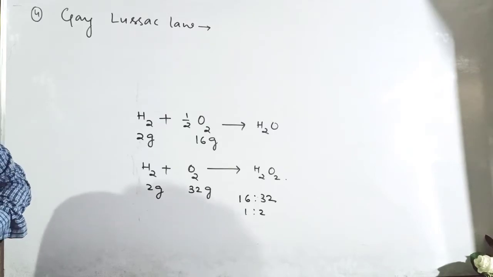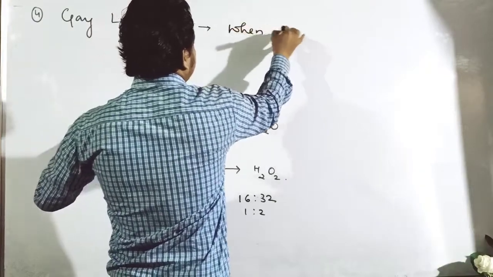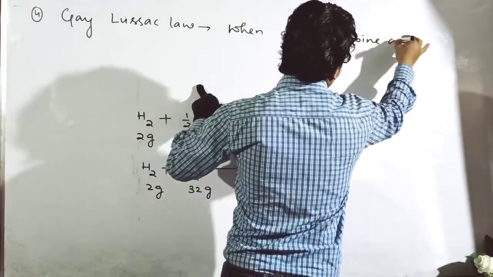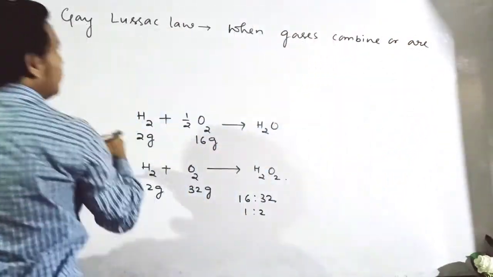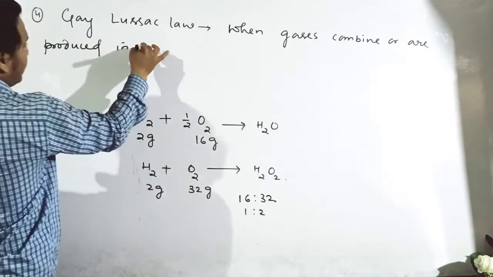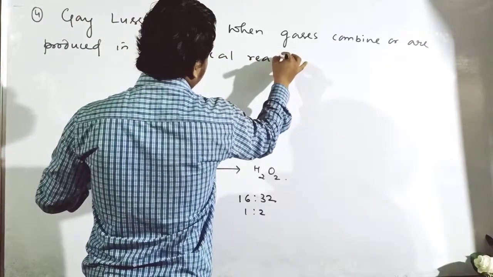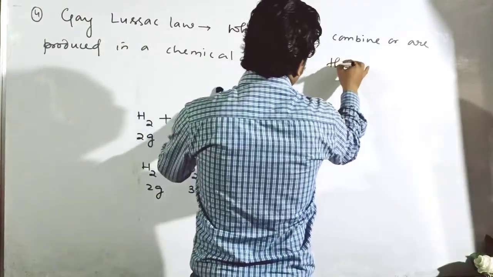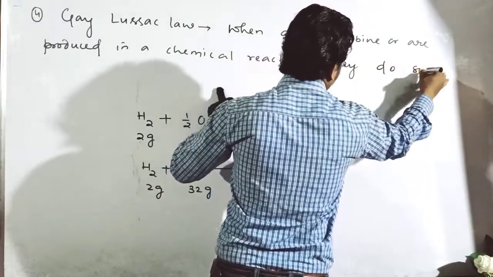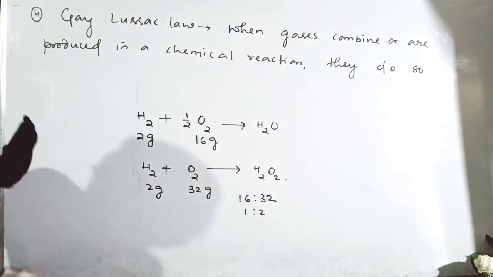Now the definition. When gases combine or are produced in a chemical reaction, they do so in a simple ratio by volume.